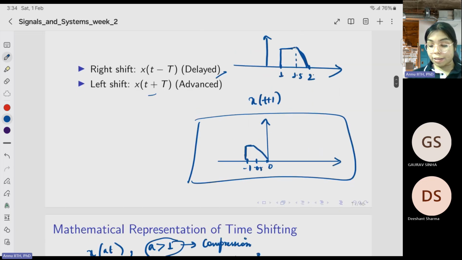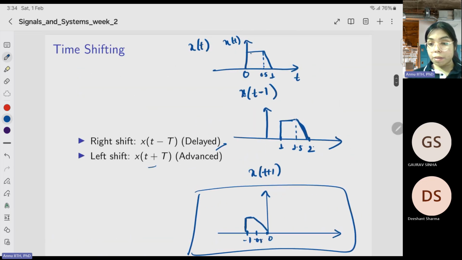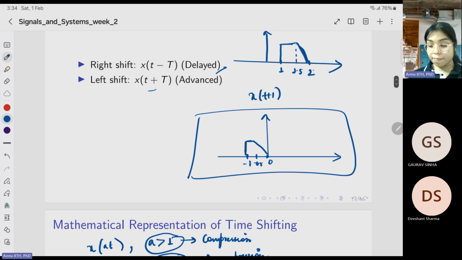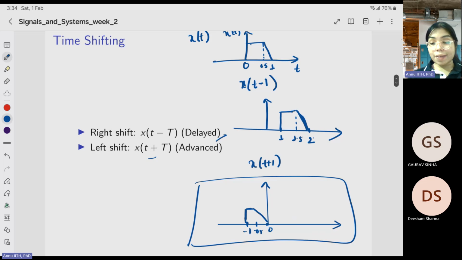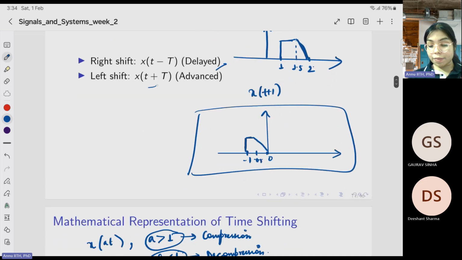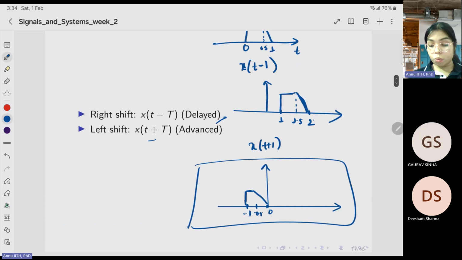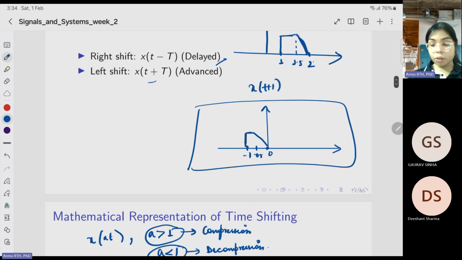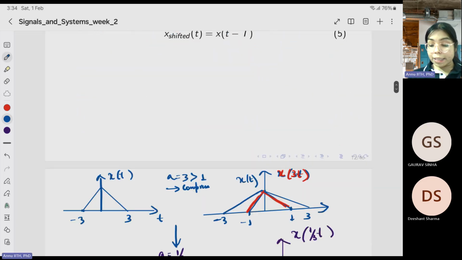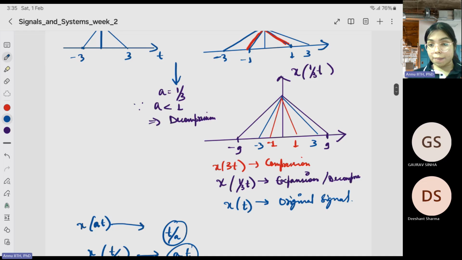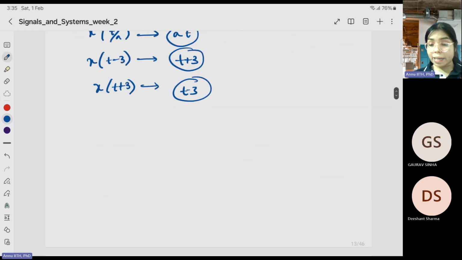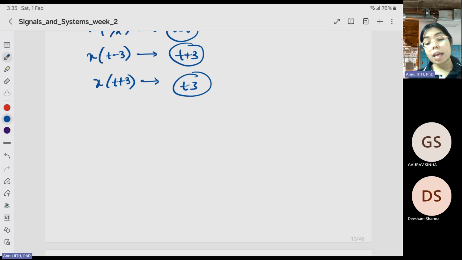Whereas advance, the train was supposed to come at 0, but it came at minus 1 only. So it is advance. Okay. So this is time, that's why it is looking like that. So t minus 1 is delayed, but how is it going to the right, whereas it's going to the left. Similarly, this is for the compression and decompression. Now let's solve some problems that involve both compression, decompression, sorry, expansion, as well as delayed and advanced versions. So how will we solve that?